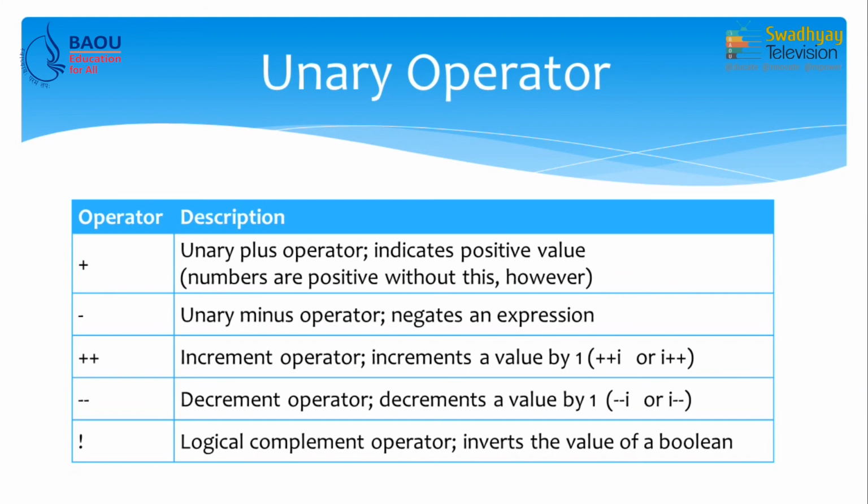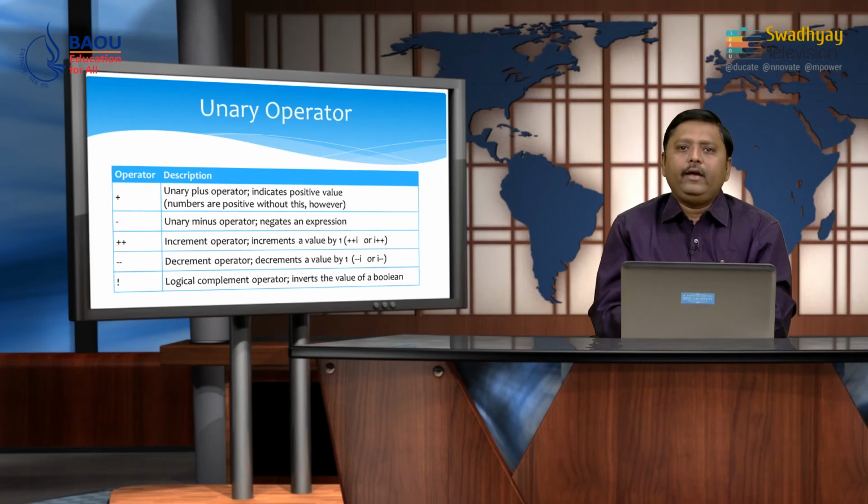For example, if I write not (A greater than B), suppose A is greater than B, then it returns true. So, not will convert this into false, and if A is not greater than B, then it returns false. So, not will convert it into true. So, this is used to negate a logical expression.